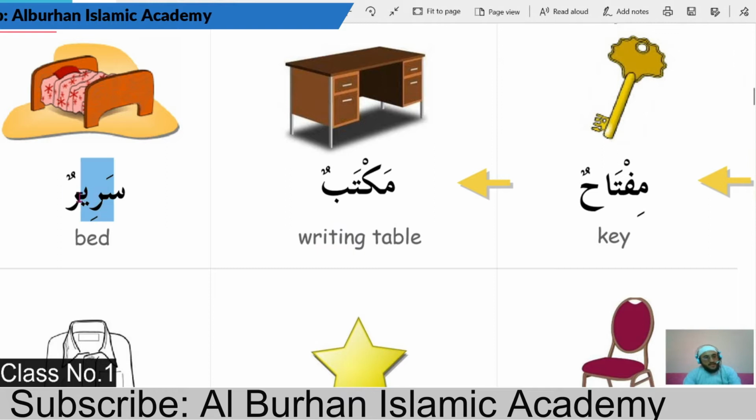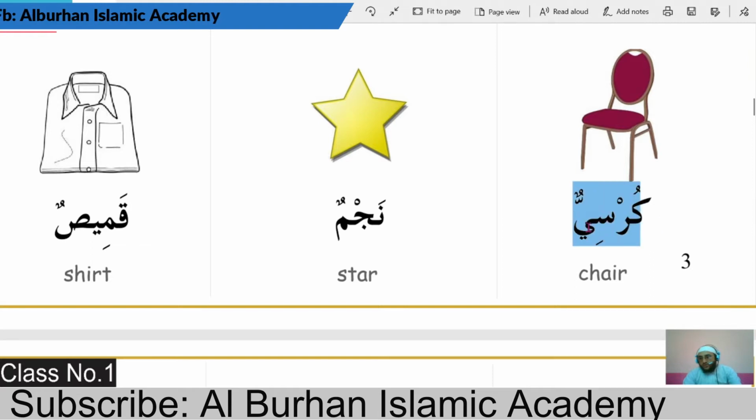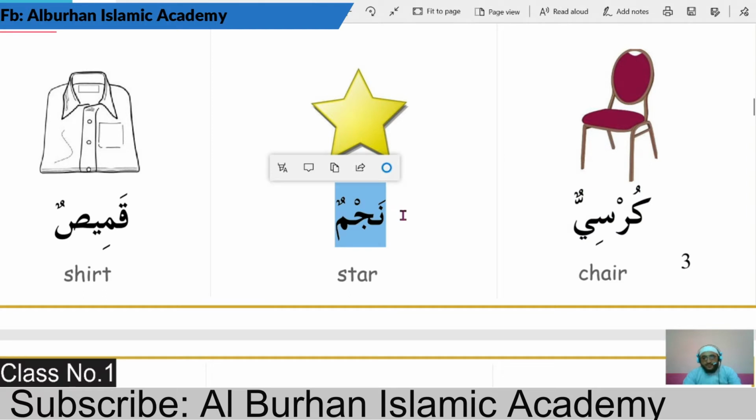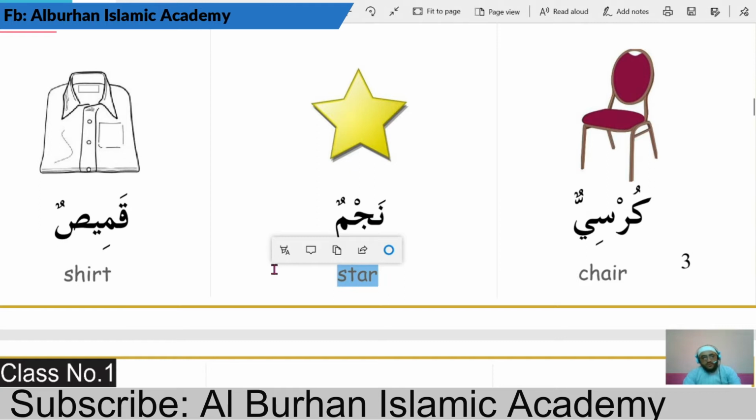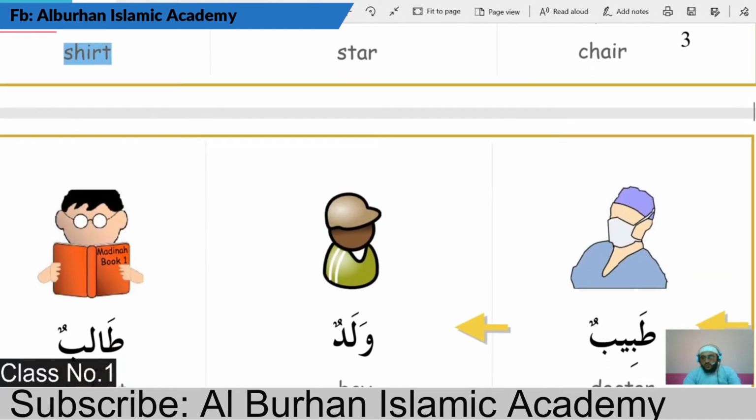Next, sarirun. Sarirun used for bed. Next, kursiyun. Kursiyun used for chair. Next, najmun. Najmun used for star. Next, qamisun. Qamisun used for shirt.